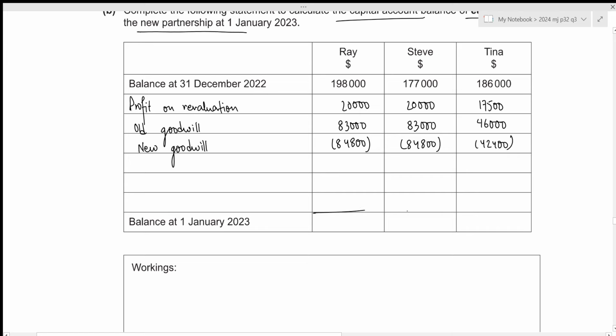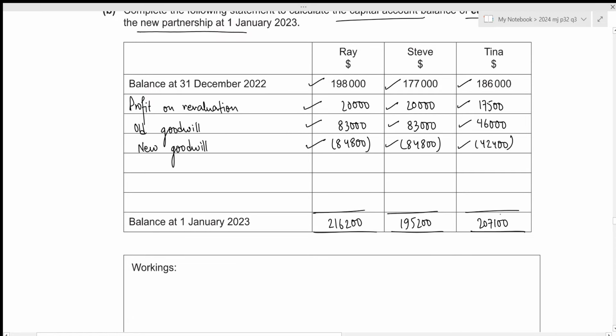Now we can calculate the balance at 1st January 2023 in the new partnership business. For Ray, that will be 198,000 plus 20,000 plus 83,000 minus 84,800, which results in 216,200. For Steve, that will be 177,000 plus 20,000 plus 83,000 minus 84,800, which results in 195,200. And for Tina, that will be 186,000 plus 17,500 plus 46,000 minus 42,400, which results in 207,100. That is all for the second part.